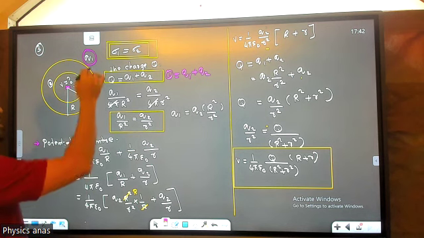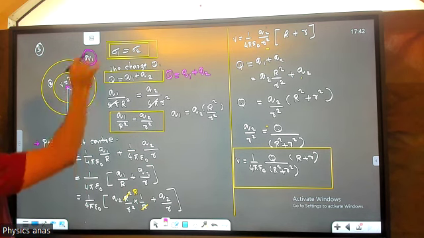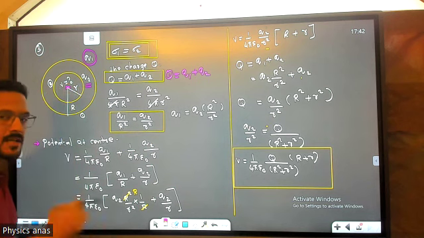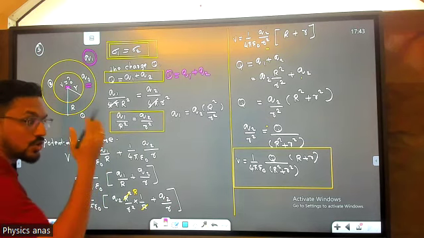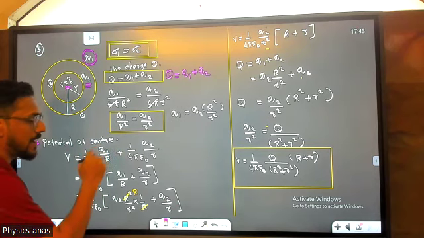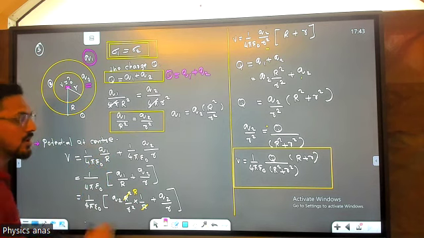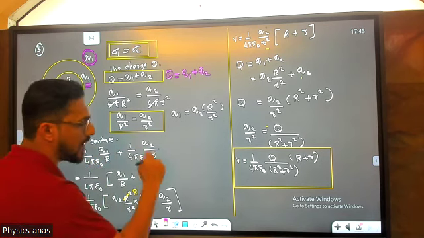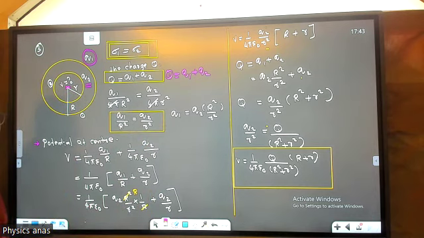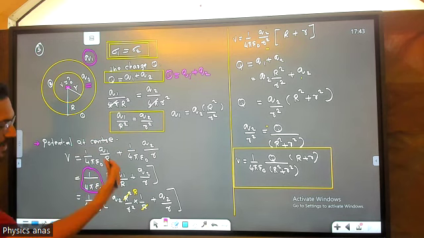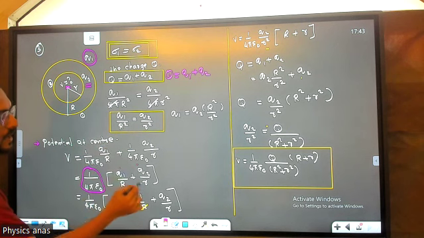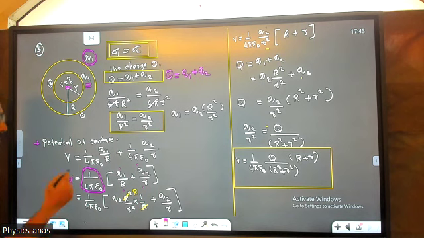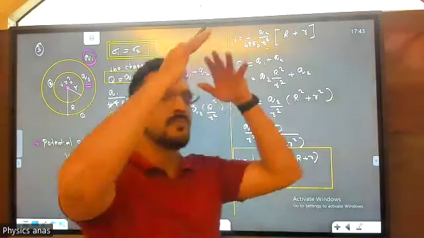Now there will be potential due to Q1 at the center and potential due to Q2 at the center, so you can add them to find the total potential. That will be 1 by 4 pi epsilon naught, Q1 by capital R, plus 1 by 4 pi epsilon naught, Q2 by small r. Taking out the common 1 by 4 pi epsilon naught, inside the bracket I have Q1 by R plus Q2 by r. Now this is the answer.